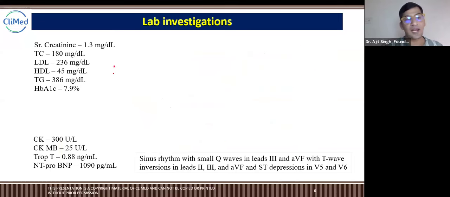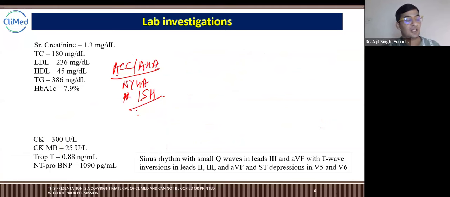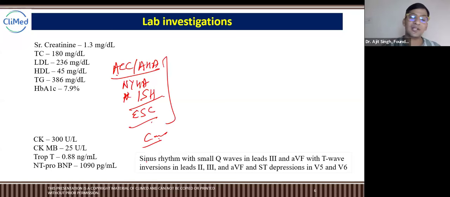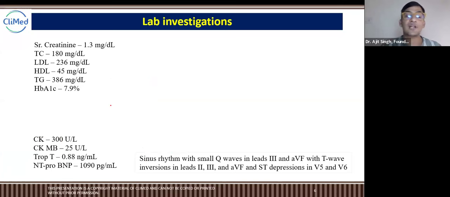There are multiple cardiology guidelines. One is ACC/AHA, the American College of Cardiology and American Heart Association. Then the New York Heart Association guidelines, the International Society of Hypertension, ISH guidelines, the European Society of Cardiology, ESC guidelines, and the Canadian Society guidelines. Multiple guidelines are there, but what I'm quoting is the European Society of Cardiology, which is widely used worldwide, so we can take these as the standard.